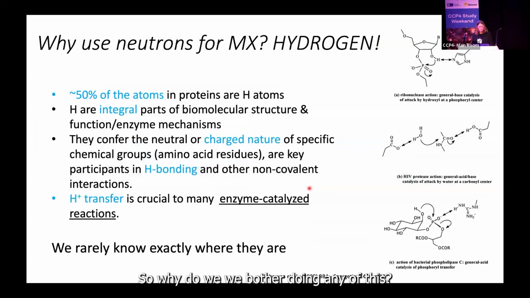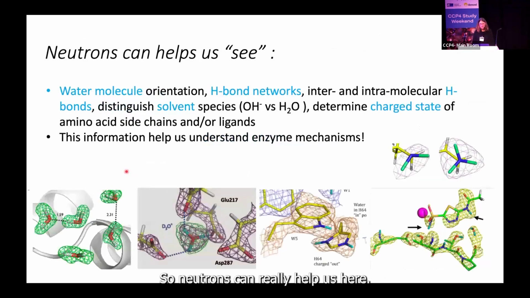Anyway, so why do we bother doing any of this? Well, you can guess the secret is that we really want to see hydrogens in our structures. Half the atoms in your protein are hydrogen atoms. They're integral parts that drive protein folding and enzyme mechanisms. They also, of course, tell us whether an amino acid side chain is charged or neutral. They participate in hydrogen bonding, and many enzymes, as shown here, actually use proton transfer as a key component. And you will not see a proton in an X-ray crystal structure, but in neutrons, you can trap them. So we know these things are important, we know they're there, but we rarely get explicit experimental information on them. So neutrons can really help us here.